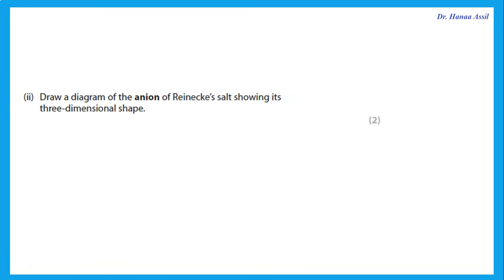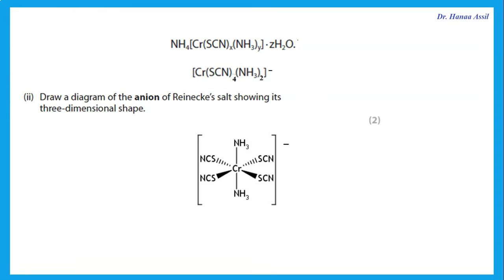Draw a diagram of the anion. This was the molecule. Where is the anion? Showing its 3-dimensional shape. This is the anion part. So, of course, this is chromium with, we decided that X is 4 and the Y is 2. So that means that we're drawing this kind of diagram in which the chromium is complexed with 4 SCN ligands and 2 NH3s, and we have an overall of 1 negative charge because this is bonded originally to NH4+, so the anion alone has 1 negative on it.